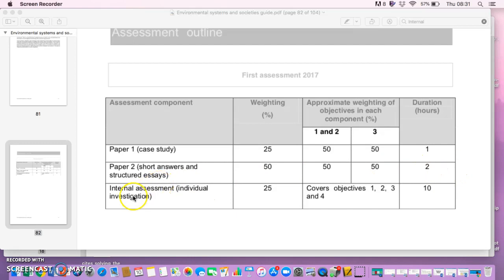Then you'll have your internal assessment, which will be an individual investigation. Now, obviously, when we're modeling it this time, we'll be looking at the same topic so that we can practice together. But you will be individually accountable for your write-up portions of this assignment. The weighting for that is 25%. And it says the duration is 10 hours. I'm sure if you talk to some people, they spent a lot more than 10 hours on it, and some people maybe didn't, and that probably is reflected within their grades as well.